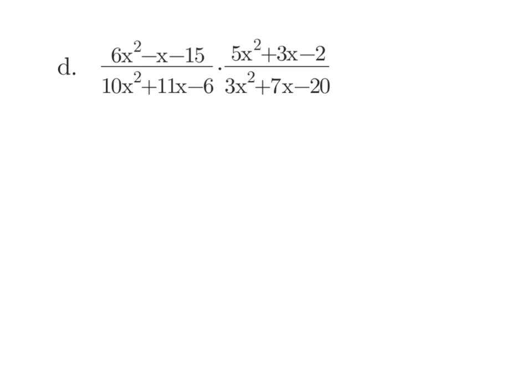I want to know, what do you think is easiest to factor? For me, I think that the top right is easiest to factor. 5 is prime, negative 2 is prime, and so this is a level 1 factoring. So if we go ahead and factor this, 5x squared is 5x and x.